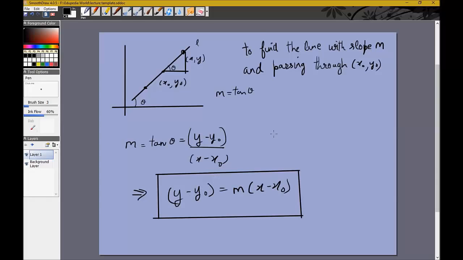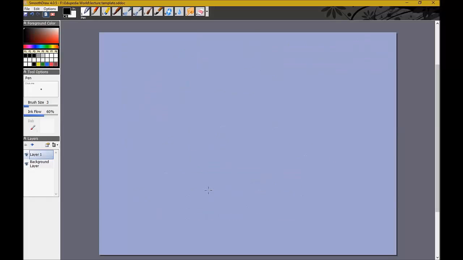What is the equation of a line that has slope minus 1 by m and passes through x0 comma y0? That will simply be y minus y0 is equal to minus 1 by m times x minus x0. The slope is minus 1 by m. If m is the slope of the tangent, then this is the equation of the tangent for the point x0, y0, and this is the equation of the normal for the point x0, y0. Right. Let's look at a few examples.